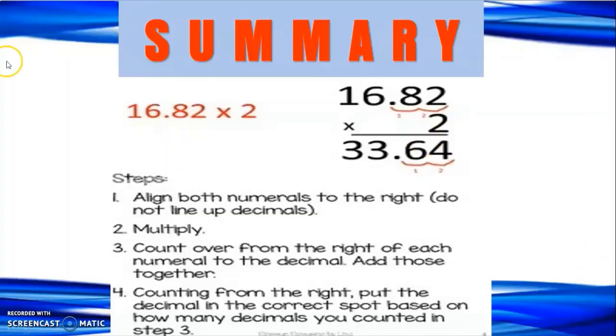To sum up our lesson, the steps in multiplying decimals: First, align both numerals to the right. Do not align the decimal points. Second, you need to multiply. Then count over from the right of each numeral to the decimal. Add those together. Counting from the right, put the decimal point in the correct spot based on how many decimals you counted in step 3. So here we have 2 decimal places. It means in the final answer we have 2 decimal places.